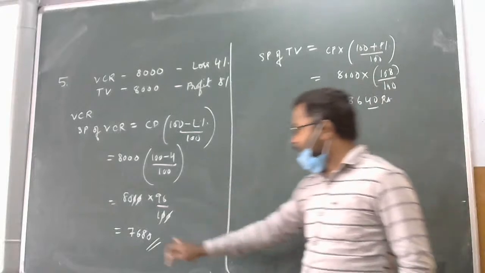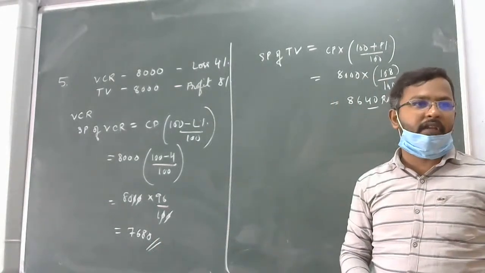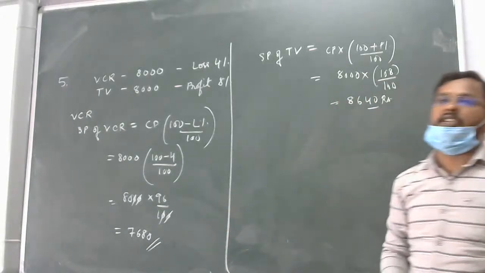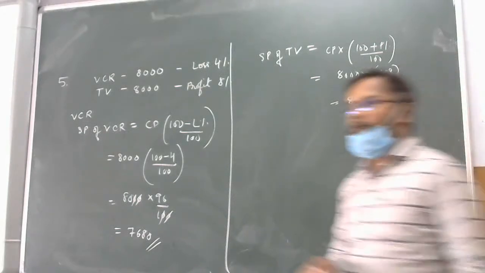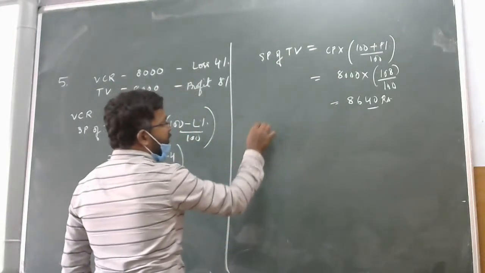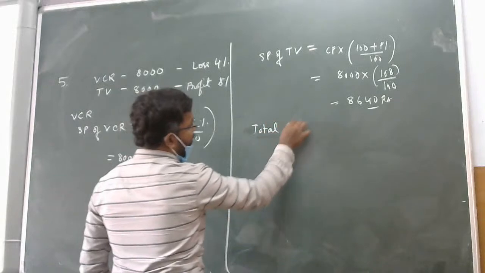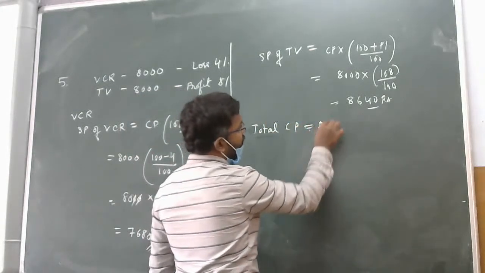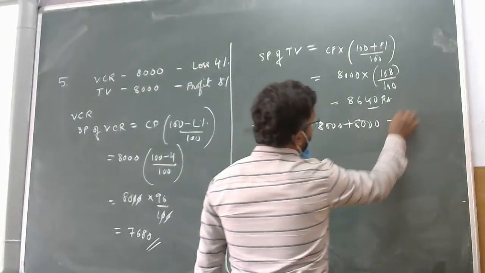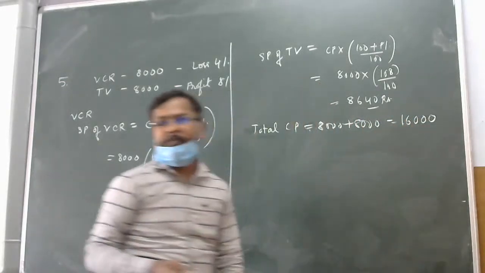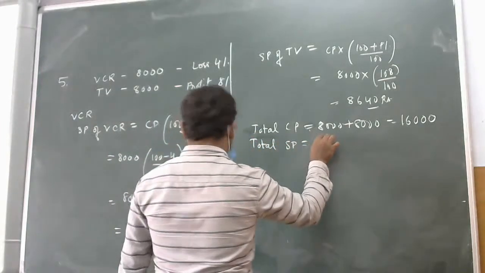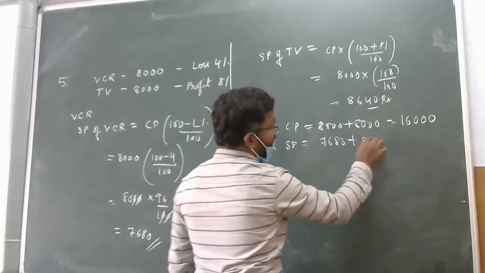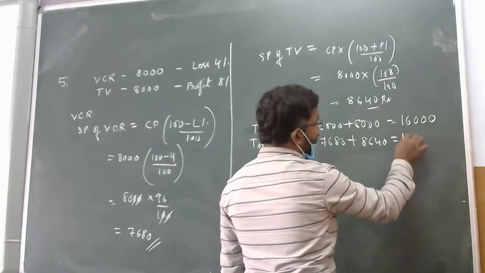In the same way, you have to find the total selling price of VCR and TV. When you add 7,680 and 8,640, you get 16,320. So is he getting profit? Yes, sir. So you can find your total CP, which will be 8,000 plus 8,000, that is 16,000. And we can find the total SP of both: 7,680 plus 8,640.